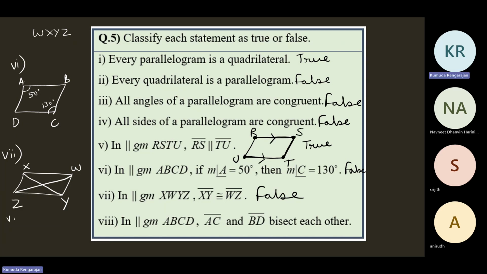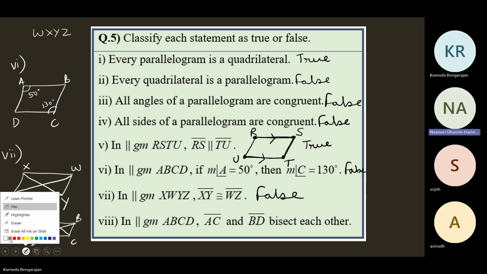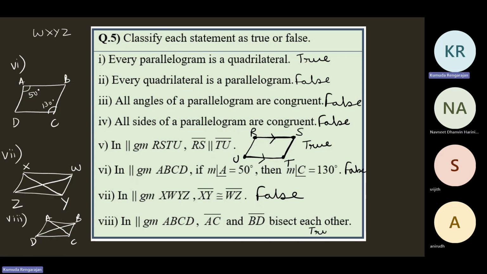Okay, the last one. In parallelogram ABCD, AC is a diagonal, BD is a diagonal, and they bisect each other. True or false? True, ma'am. Yes, diagonals bisect each other. Line segment AC and line segment BD bisect each other. True.